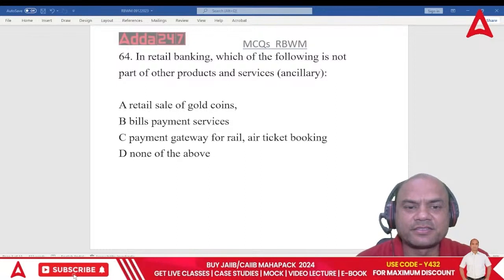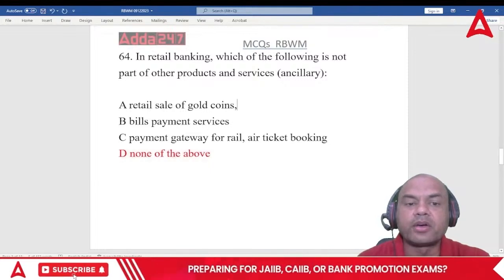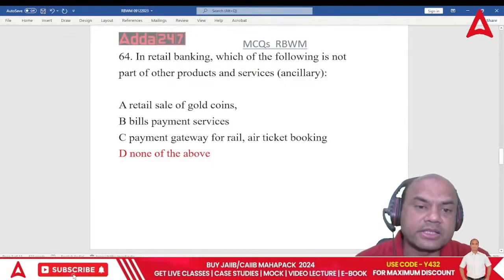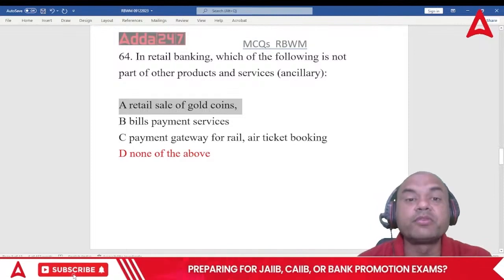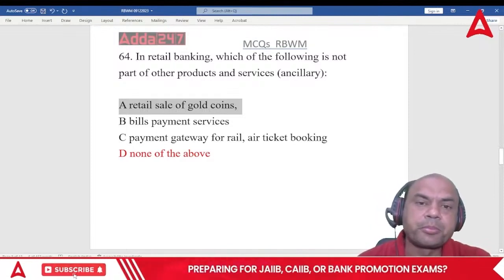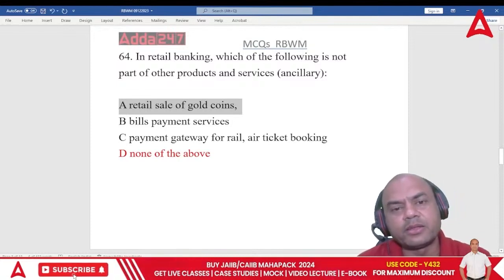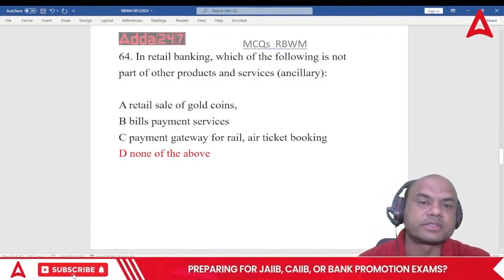The answer is D, none of the above, because all of them are part of other products and services. What did I say? You'll get a problem with gold coins, because nowadays none of the banks sells gold coins. I mean very few, I won't say none. Very few banks sell gold coins because the margins are very, very limited. But that is also an ancillary service.